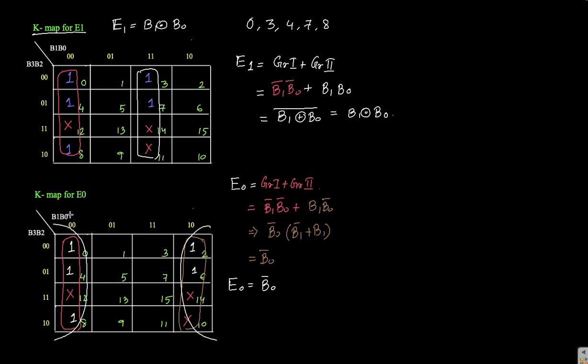So in this case we are getting 8 ones at a time, and you can see that in both ways the output E0 is the same. If we take 4 and 4 as two groups, the output is B0 bar, and if we take 8 ones in a single group, then it is also B0 bar.